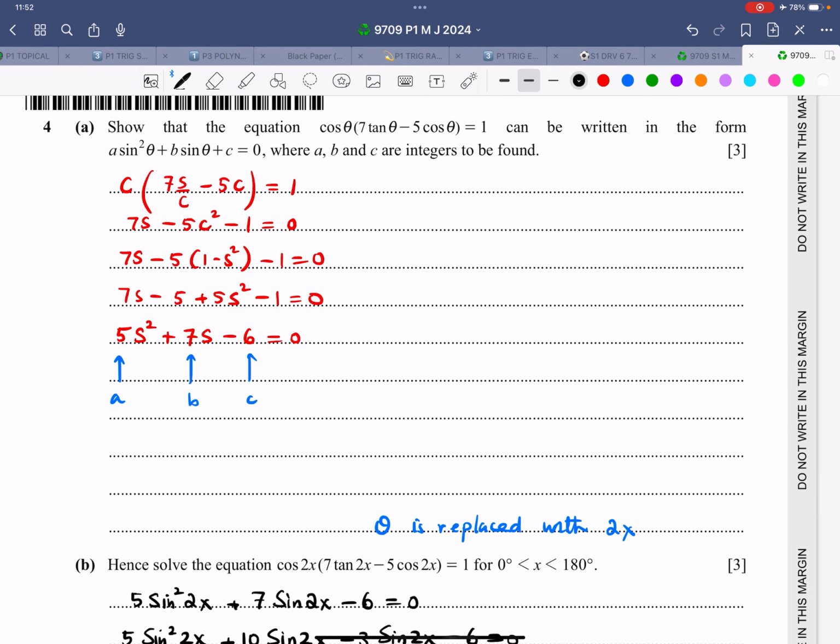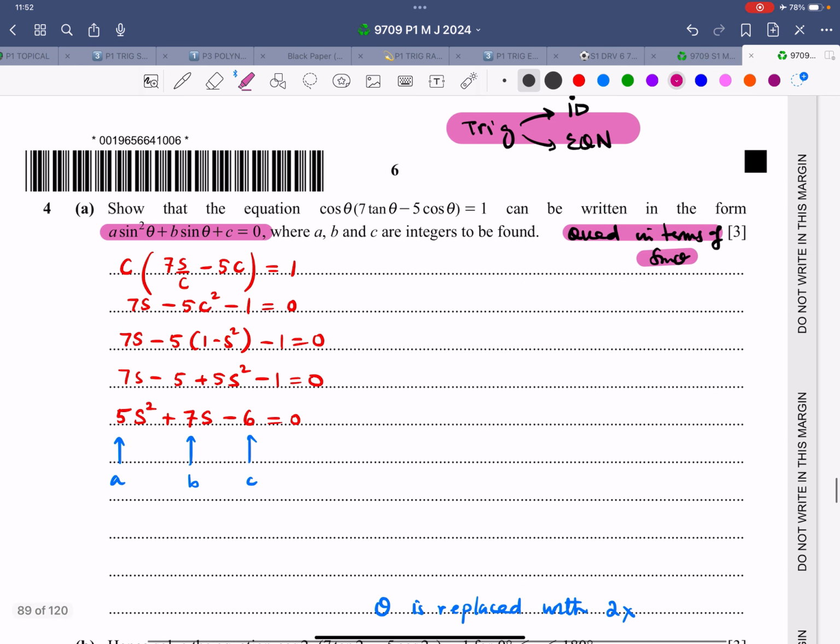Now this question says that show that the equation cosine theta, 7 tangent theta minus 5 cos theta is equals to 1, can be written as this thing. What is this thing? This is basically a quadratic in terms of sine theta. In terms of sine theta. So that is exactly what this is.